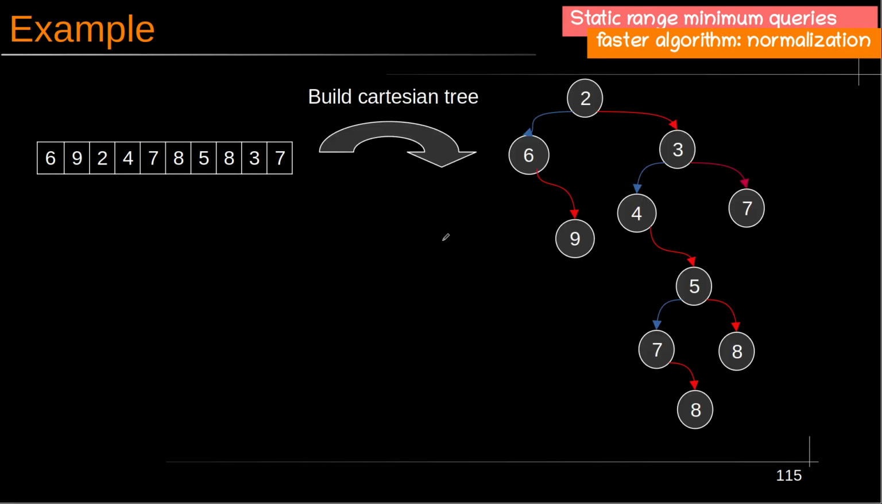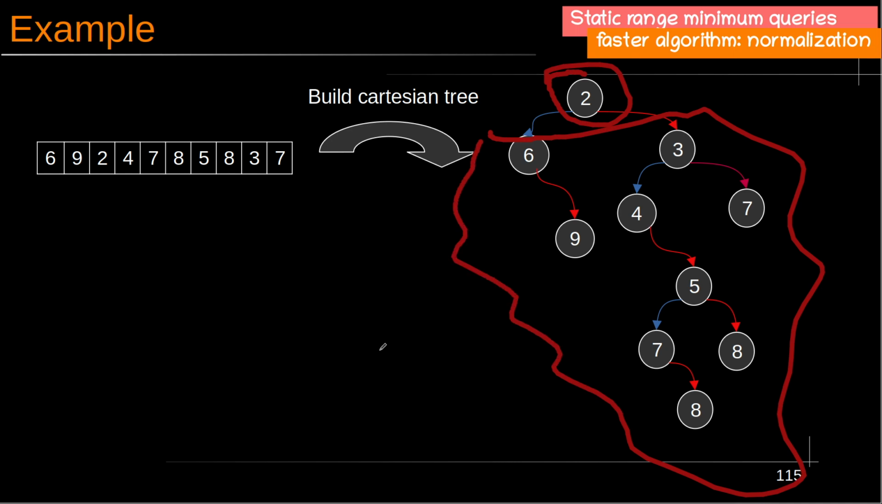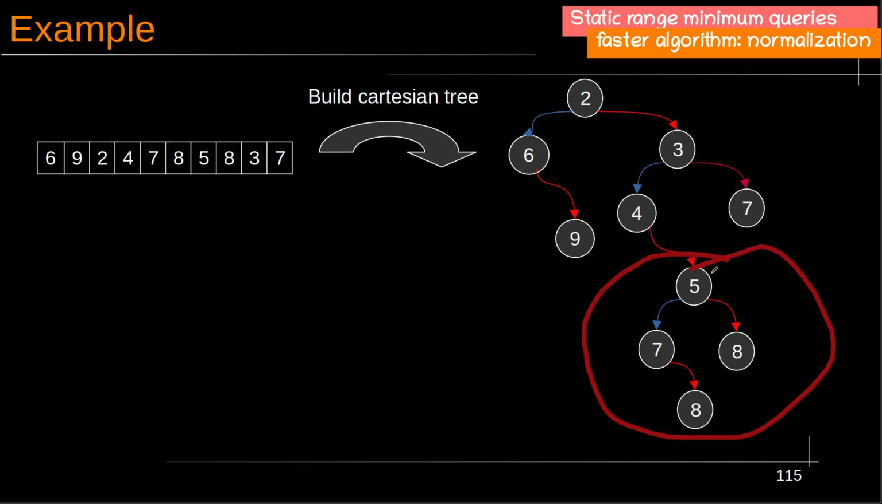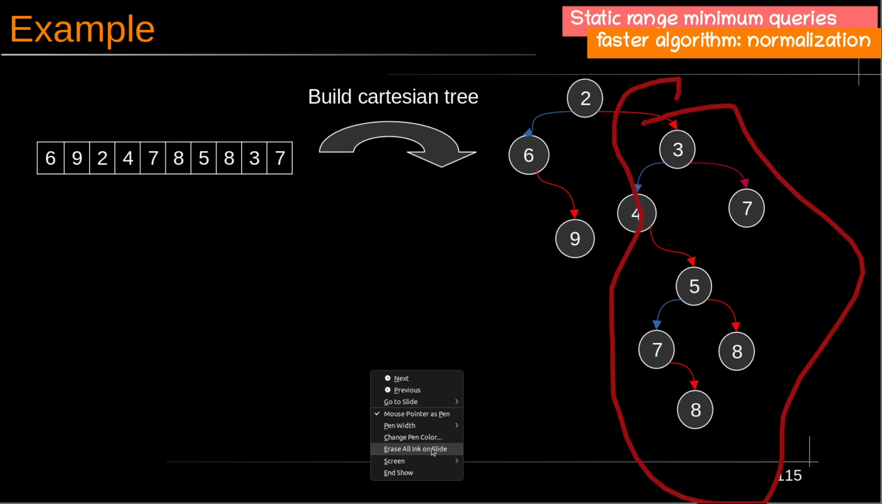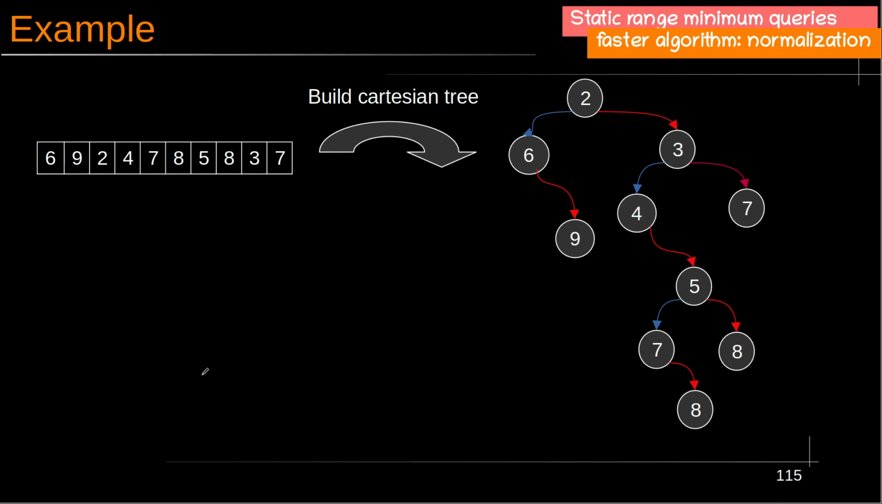If I have this array, its Cartesian tree is like this. Let's see if we have the two properties. As you see here, 2: all the nodes in the subtree of 2 are greater than 2. Let's take another one, for example. This is the parent of the subtree. All the nodes here are greater than 5: 7, 8, 8. Same here. Of course, this one, as you see. This is the first property, the min heap property. The second property, in-order traversal, will return the same sequence, the same array.